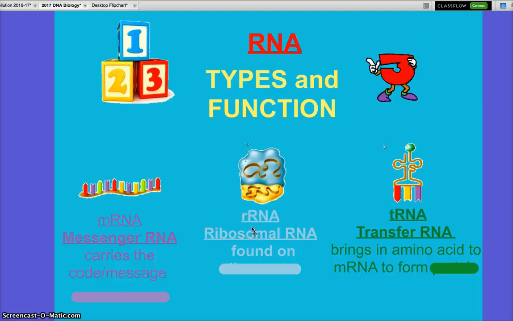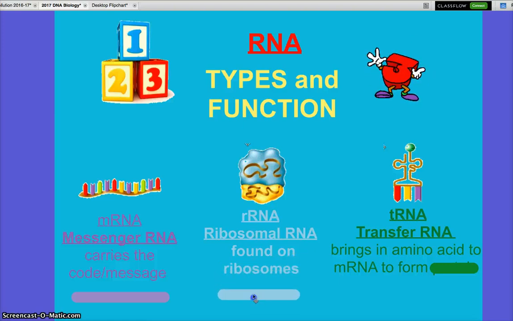tRNA is called transfer RNA. What do you think it does? Transfers what? Amino acids, right? Remember, amino acids are the building blocks. So I need amino acid, amino acid, amino acid, and then I'm going to end up making a protein.